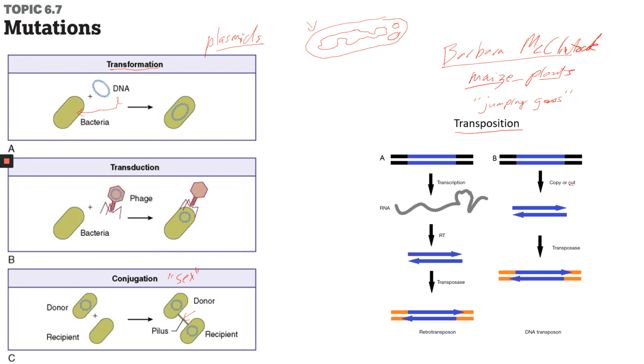They can be cut and pasted, or copied and pasted. They can be transcribed into RNA and then reverse transcribed back into DNA. And then a transposase, which is obviously ASE, an enzyme, can insert that DNA back into somewhere in that organism's genome, right? Somewhere at a different location. So this happens quite often. It happens in our genes. It's something that's well known.